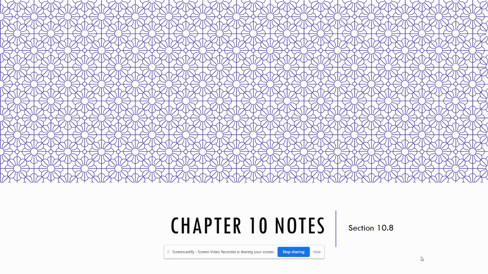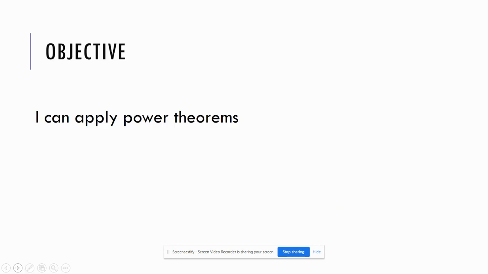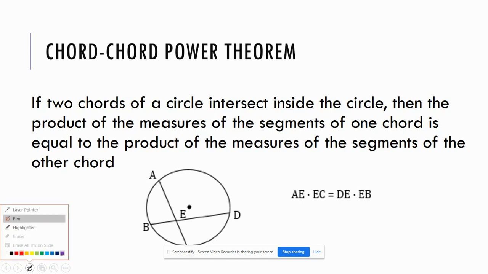Today we will be looking at section 10.8. Section 10.8 is all about power theorems. Power theorems deal with segments and finding the length of a segment given a circle. So the first power theorem is called the chord-chord power theorem.